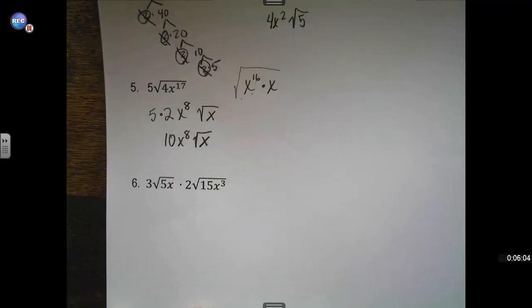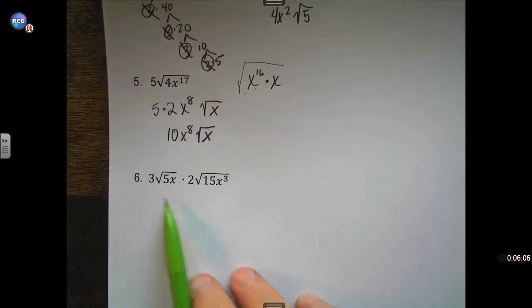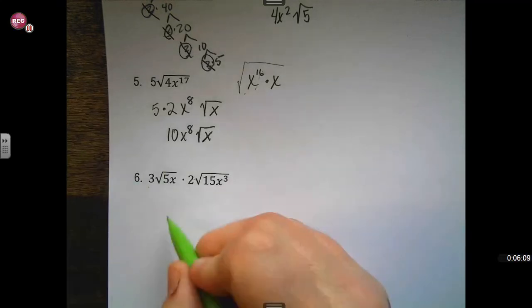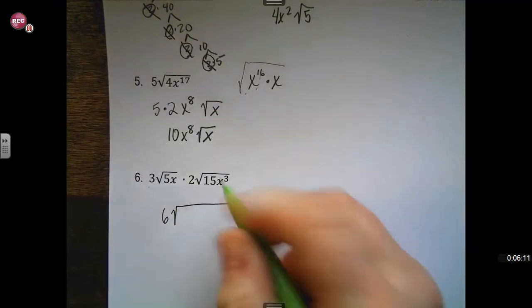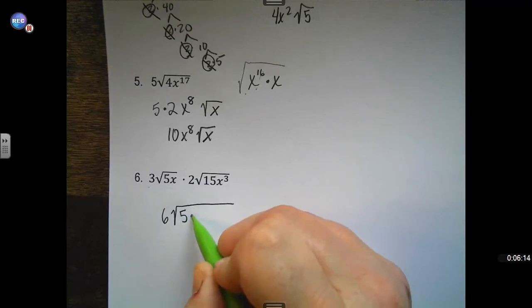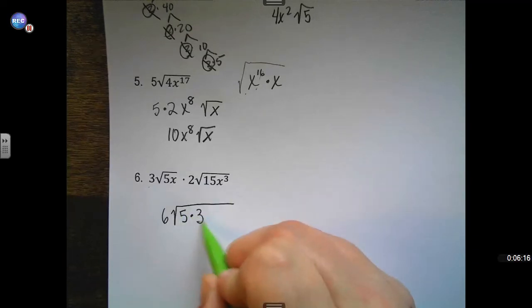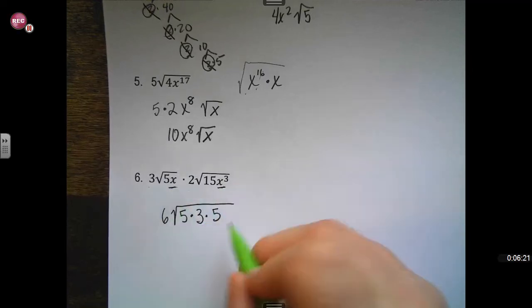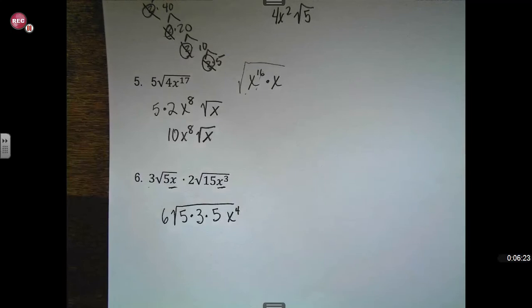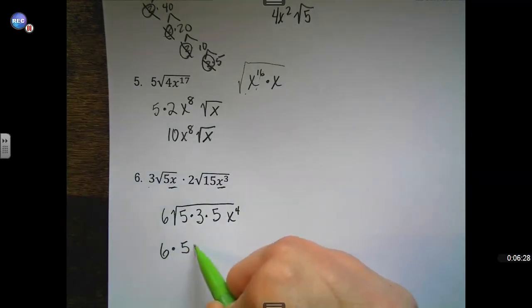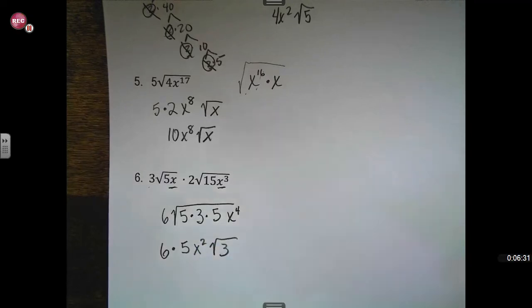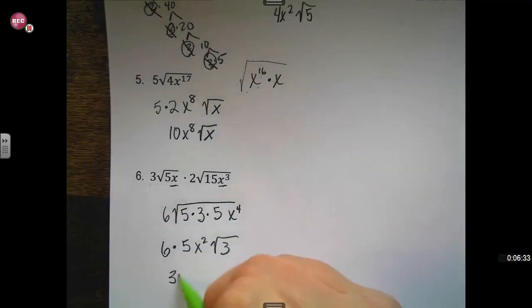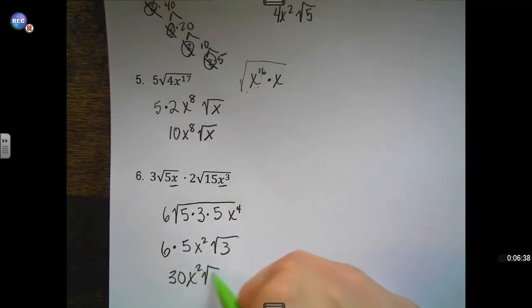Then we have 3 times 2. We can multiply those together. And then I have 5 times 15 is 3 times 5. And then I can combine x to the third and x and get x to the 4th. So now it looks like I can take out a 5, x squared, and the 3 stays. So the answer is 30 x squared square root 3.